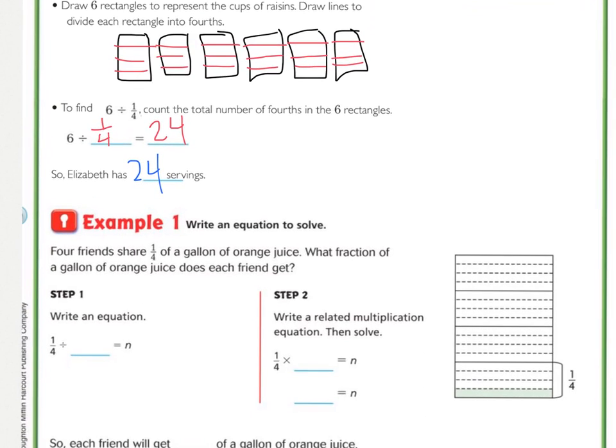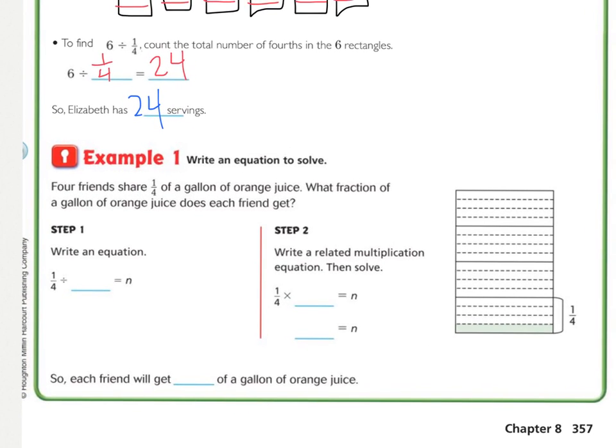Okay, let's look at our example 1. This one, we're going to spend most of our time on the equation. So, 4 friends share 1/4 of a gallon of orange juice. What fraction of a gallon of orange juice does each friend get? Again, underline what you're being asked to find, circle the important information, and then make a mark above the words that tell you what operation you are going to be using.